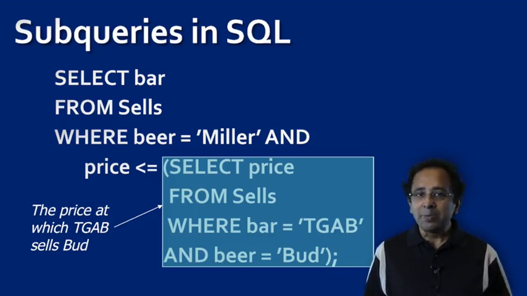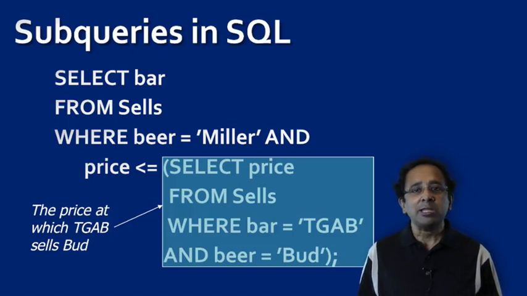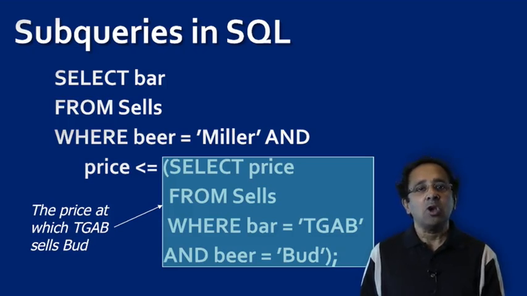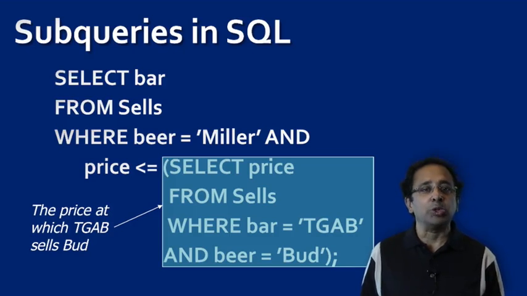While it may not be obvious at this time, notice that the inner query is independent of the outer query. In other words, even if we did not have the outer query, we can still evaluate the inner query. We say in this case that the subquery is uncorrelated.